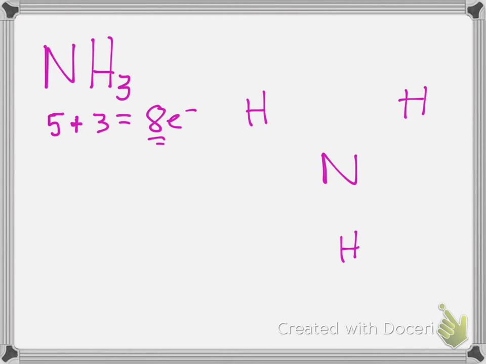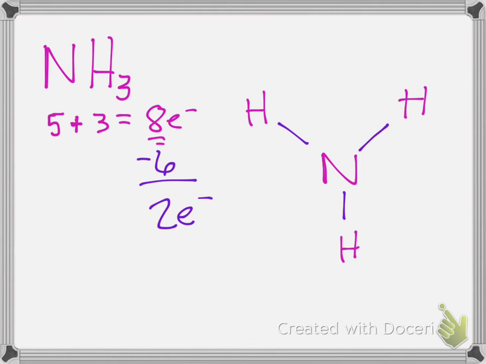All right, next step is to bond the central atom to each. Okay, how many total electrons have I used here? I've used 2 in this bond, 2 in this bond, and 2 in this bond. So that means I've used a total of 6. That means I've got 2 electrons left to do something with.